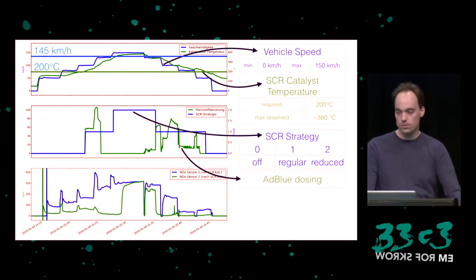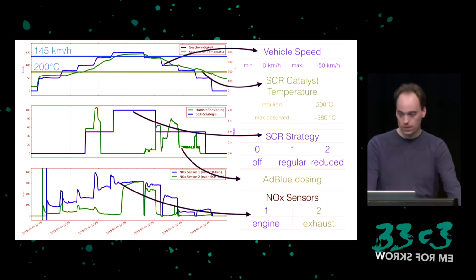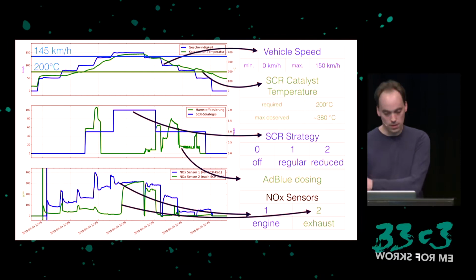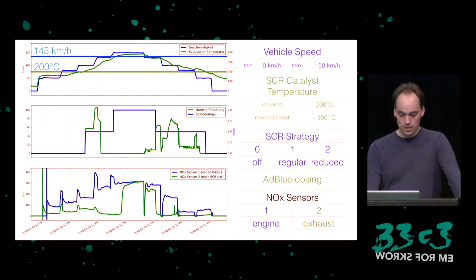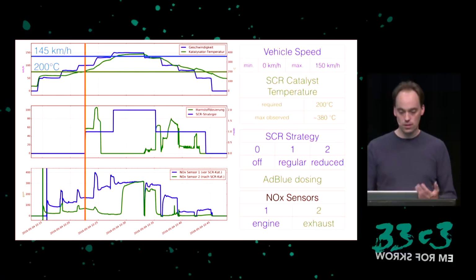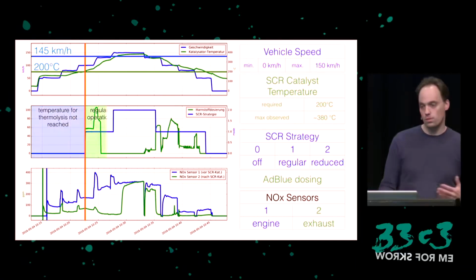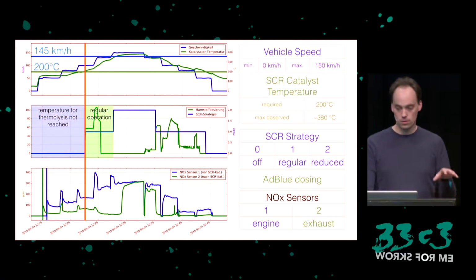And then we also had the sensor data from between the engine and the catalyst, and between the catalyst and the exhaust. So nothing happens until the point where we reach 200 degrees Celsius at the catalyst. Until that point, as I said, the required temperature does not allow AdBlue dosing, and then it starts dosing quite a few amount of AdBlue.